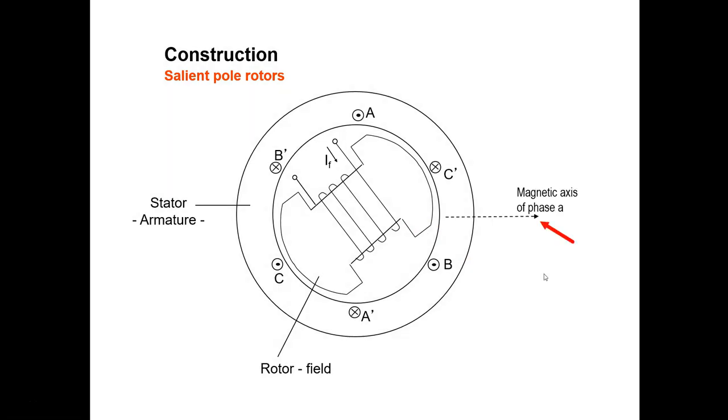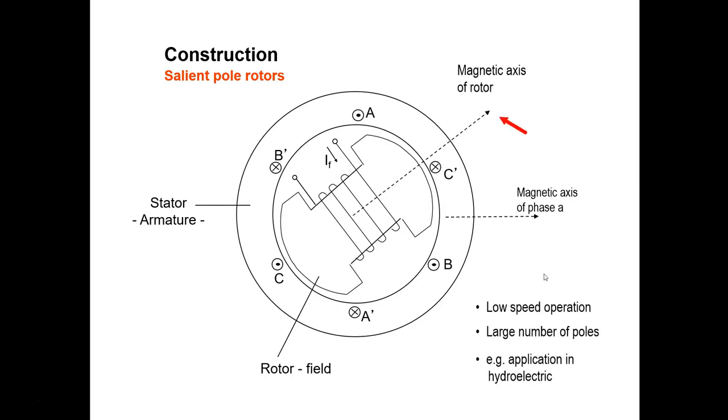This is the magnetic axis of phase A, and this is the magnetic axis of the rotor. When the field winding is excited, the rotor becomes an electromagnet, which rotates around the stator. Now, this type of machine, the salient pole rotor, normally operates at low speed. Typically, it has a large number of poles, as many as 50, and a good example would be the applications in hydroelectric power stations.